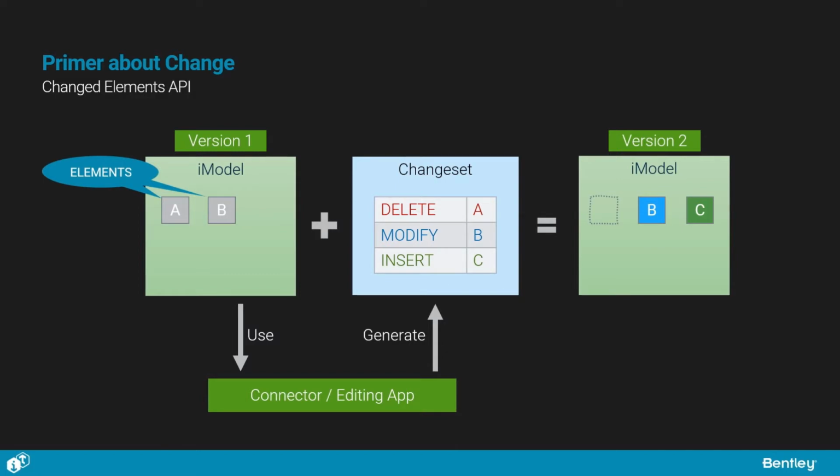When you have an iModel, it has a state. In this example, we have version 1 of the iModel to the left, and it contains two elements, A and B. A connector or an editing application can look at that iModel, do some work on it, and generate what we call a change set. A change set simply contains all the modifications that occur to the iModel. If we apply the change set, we can generate a new version of the iModel that has a new state. In this example, A was deleted, B was modified in some way, and C was added. So our new version would look like the image to the right.